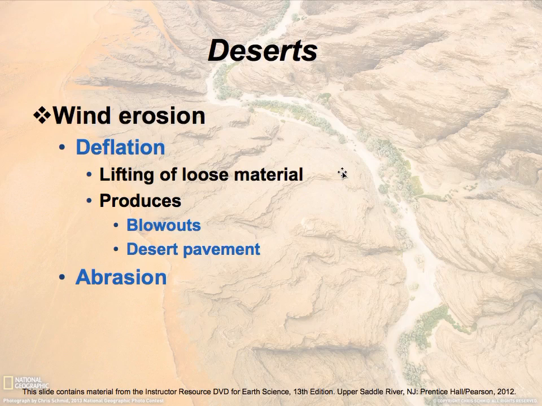Wind is an important factor in desert processes. Wind causes a lot of erosion. It also causes deposition. Wind is able to lift loose material from the desert floor and can produce blowouts, basically pockets in the desert floor, or also what's called desert pavement. That is really, really hard surfaces of larger material that is not able to be blown by wind. It also causes abrasion. That is, as the wind moves grains of material across the desert surface, those grains act as erosional agents, and the impacts of those grains on what's left on the ground can actually cause more mechanical weathering.